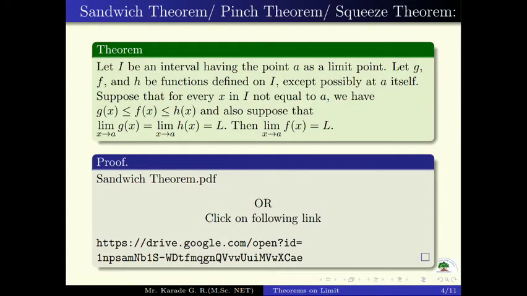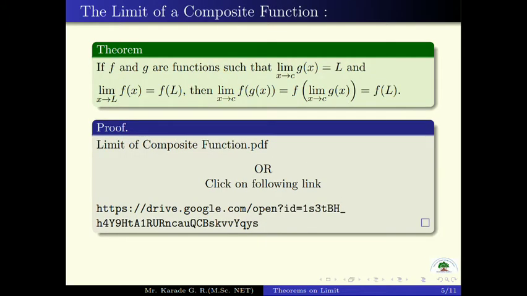Now let us go to the next theorem, the limit of a composite function. The theorem states that if f and g are functions such that the limit of g(x) as x approaches c is equal to L and the limit of f(x) as x approaches L is equal to f(L), then the limit of f(g(x)) as x approaches c is equal to f of the limit of g(x) as x approaches c, or we can say that it is equal to f(L). Now the proof of this theorem.